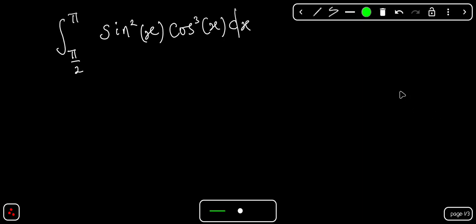So in today's video, we'll be solving this integral problem. We have the integral from pi over 2 to pi of sin²x multiplied by cos³x dx. Okay, so we want to solve this problem. Solution.